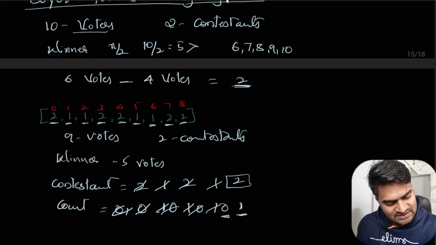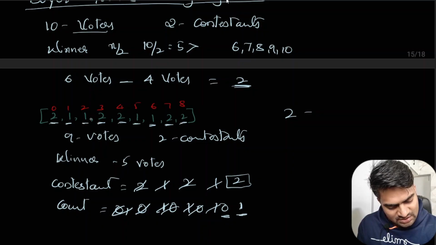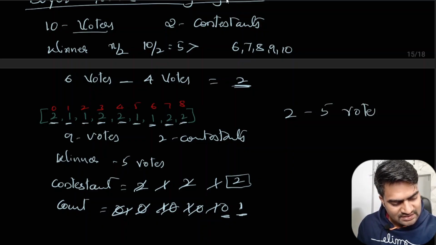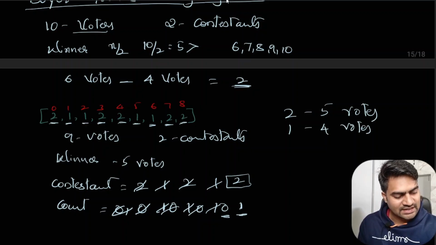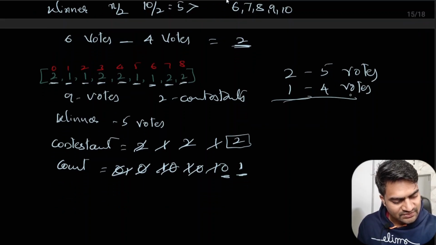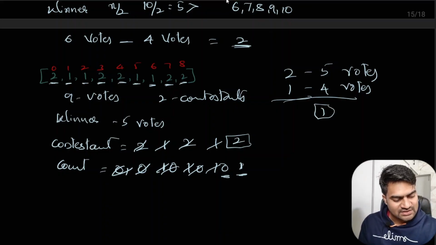So if you see here, in this case, 2 has got 1, 2, 3, 4, 5 votes. Correct, right? Now 1 has got 4 votes. Correct, right? If you see the difference, it is 5 minus 4 equal to 1. So that's what we get here. So with this, we will get who gets the majority votes.